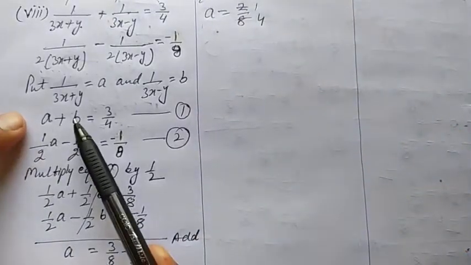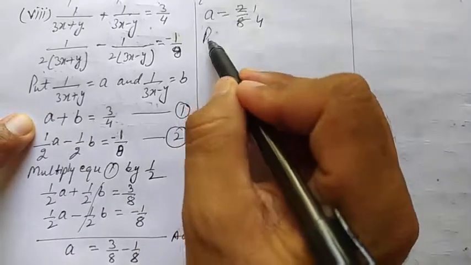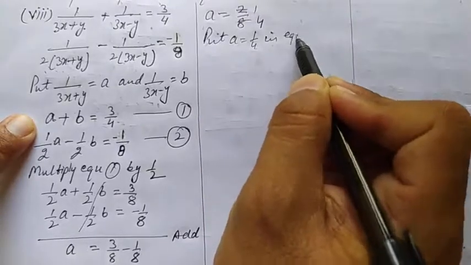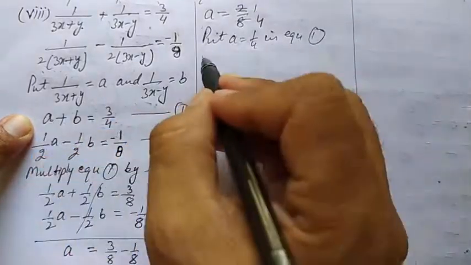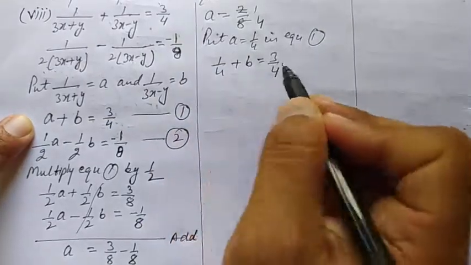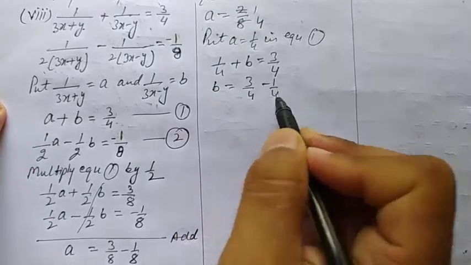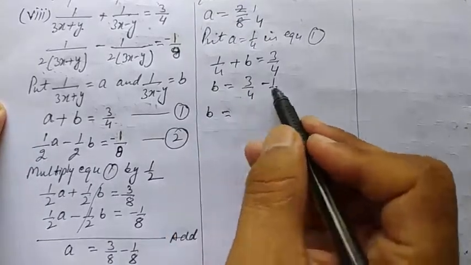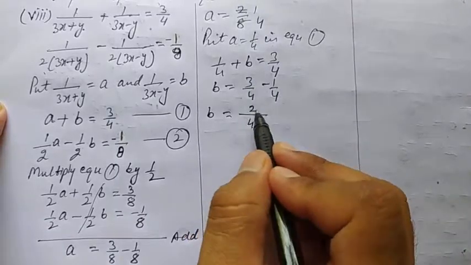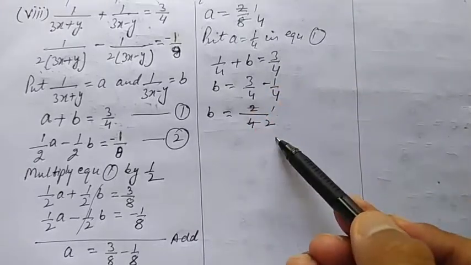If we fill the value of a in equation 1, we can get the value of b also. So we'll write, put a as 1 by 4 in equation 1. So fill here a is 1 by 4 plus b is equal to 3 by 4. So b is equal to 3 by 4 minus 1 by 4. So it is 3 by 4 minus 1 by 4 is 2 by 4. If I take LCM 4, it is 3 minus 1, so 2 by 4, that is 1 by 2. So a is 1 by 4, b is 1 by 2.